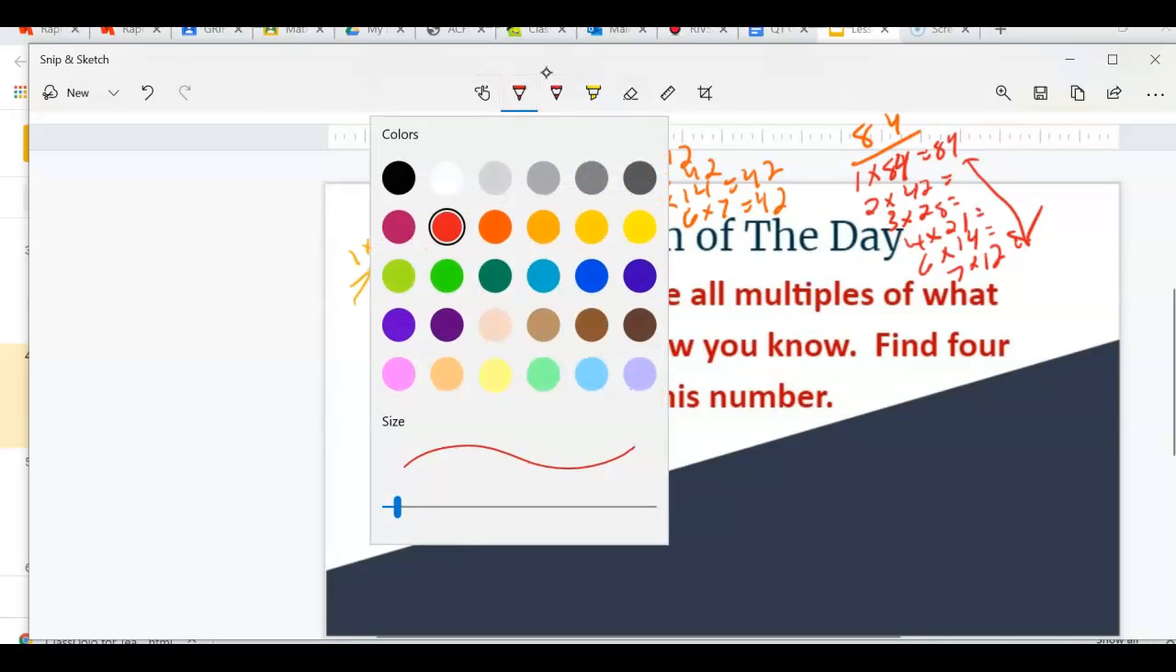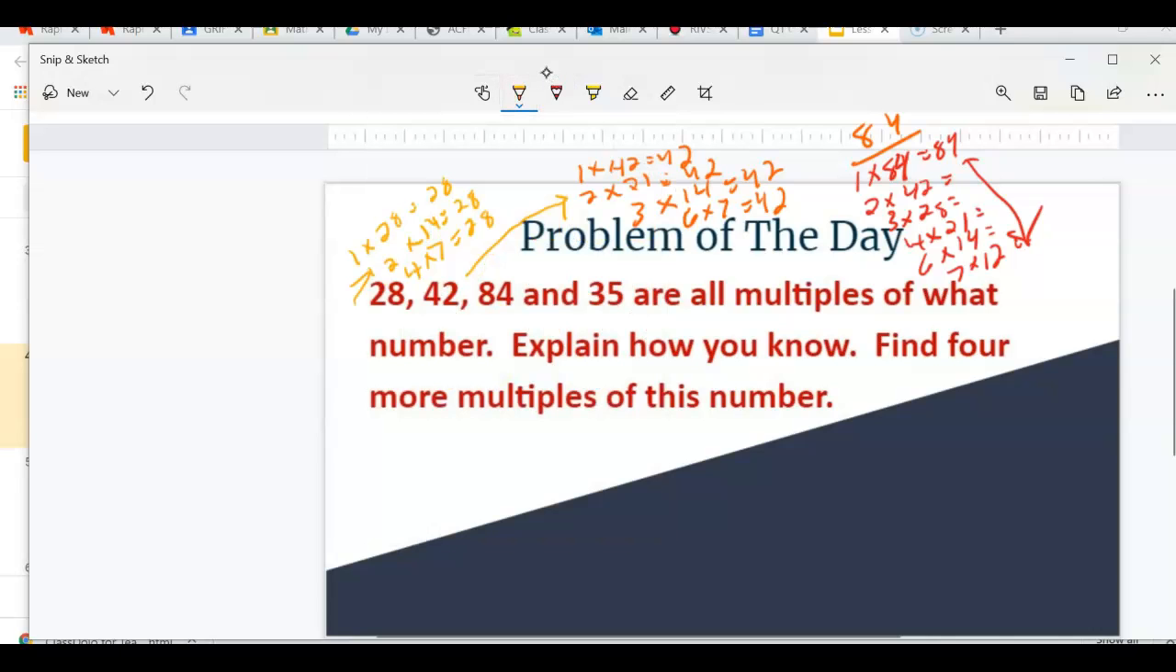So lastly, 35. I'm looking for 35. So I'll do that over here. The number 35. You got 1 times 35 equals 35. Also, 5 times 7 equals 35. Okay? So let's take a look at them.